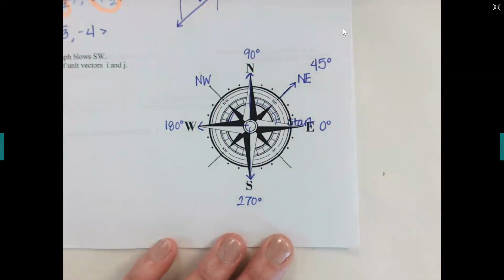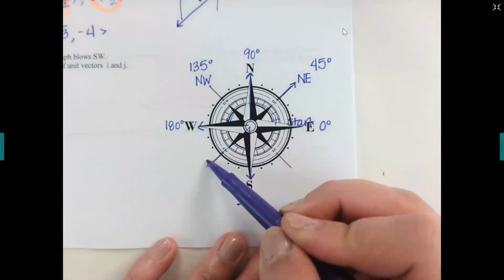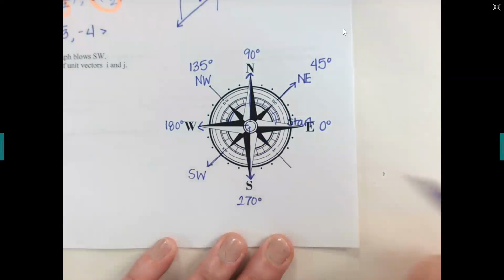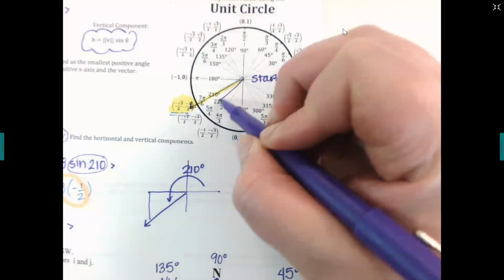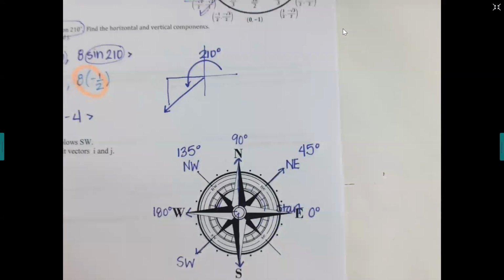And how many degrees would it be on the unit circle? Look for the one that's perfectly in the middle. 135. Okay, what about southwest? Southwest would be perfectly between west and south, so it's here. How many degrees would that be? Look up at your circle. I want to go straight down the middle. Then I would want 225.